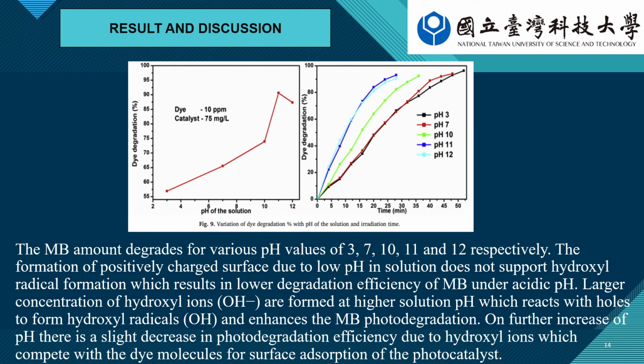Larger concentrations of hydroxyl ions are formed at higher solution pH, which react with holes to form hydroxyl radicals and enhance the methylene blue photodegradation. On further increase of the pH, there is a slight decrease in photodegradation efficiency due to the hydroxyl ions, which compete with the dye molecule for surface adsorption on the photocatalyst.